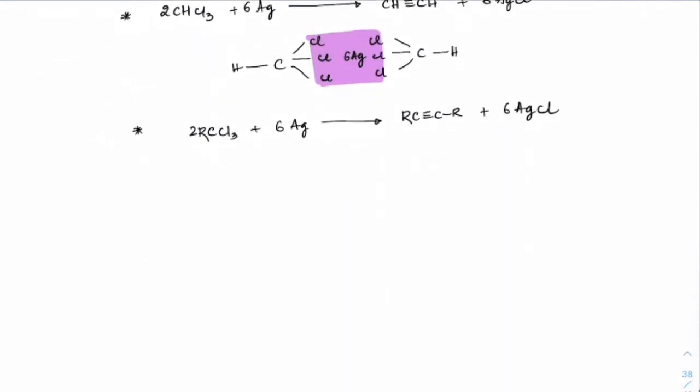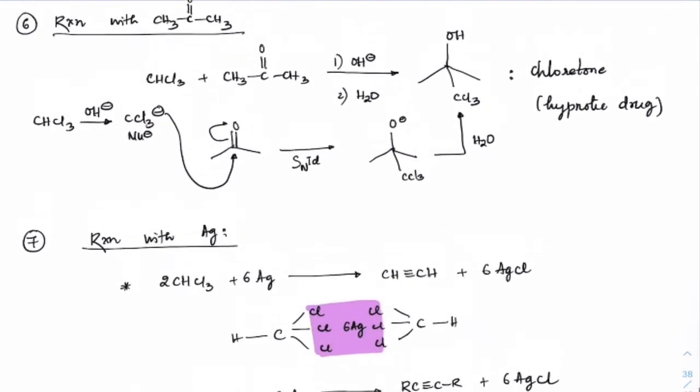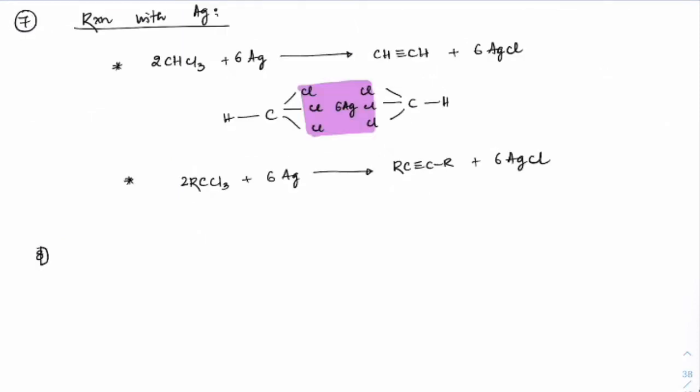Now the last reaction which we will be learning, please make a note. Just like the haloform test or the iodoform test, this is known as the carbylamine test. Chloroform is quite useful in the carbylamine test, which is also known as the isocyanide test or reaction.